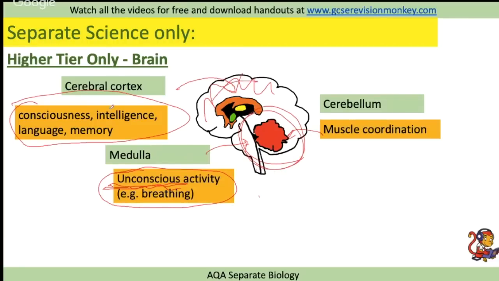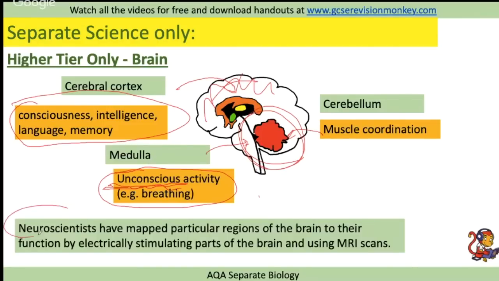Any damage up here would affect your intelligence, language, or memory. Now, doctors that investigate problems with brains are called neuroscientists, and they have mapped particular regions of the brain to their function by electrically stimulating parts of the brain and scanning it.